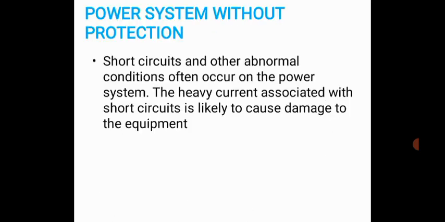Next, power system without protection. This means a power system without any protection. Suppose there is a possibility of over current or over voltage. Because of short circuit conditions or any abnormal conditions, there is damage to the windings and also the equipment. So this condition is called a power system without protection.